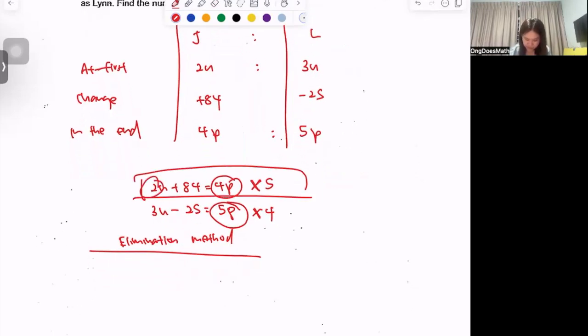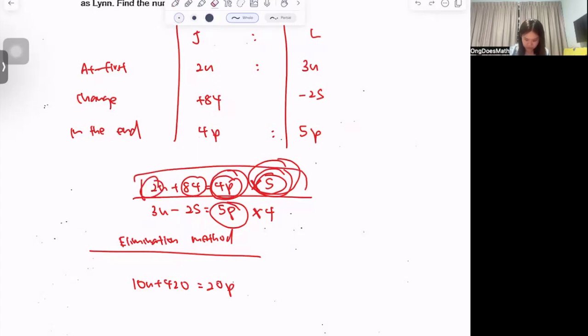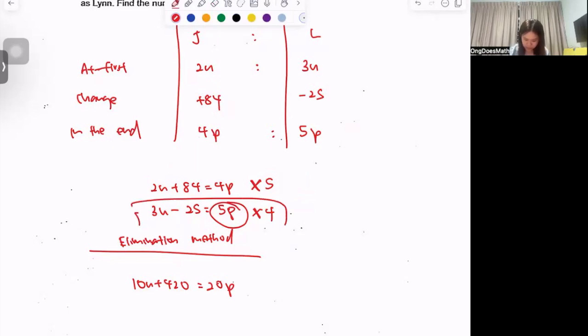So for the first row, everything times 5. So 2 times 5 give you 10. 84 times 5 give you 420. 4 times 5 give you 20 parts. Cool. So now we'll move on to the second row. 3 units times 4 give you 12. 25 times 4 give you 100. But remember this is minus, so minus 100. 5 times 4 give you 20 parts. Okay. Cool.